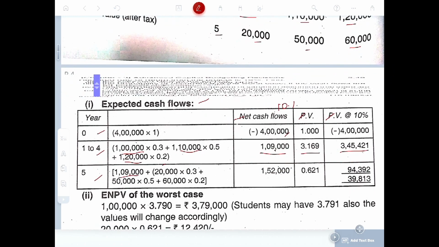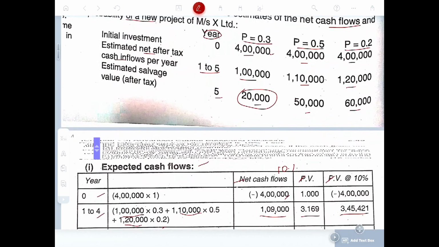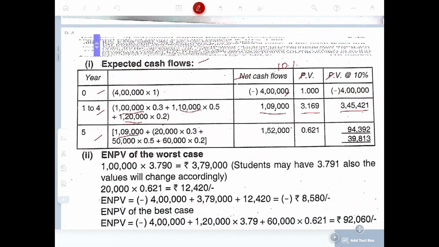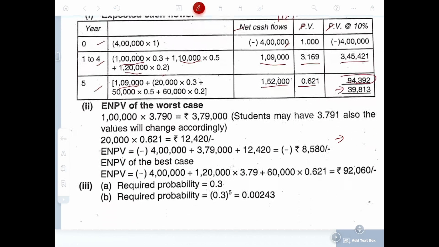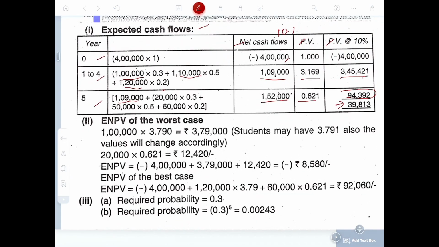Then salvage value: 20,000 into 0.3, 50,000 into 0.5, 60,000 into 0.2. You get 1 lakh 50,000... On the present value, the year 5 present value factor is 0.65, you get 94,000. So 345 plus 94 minus 4 lakh is 39,000 profit. Okay. So that is the expected NPV.